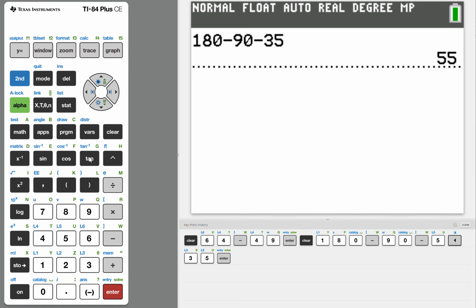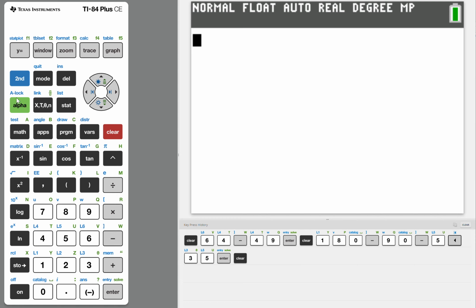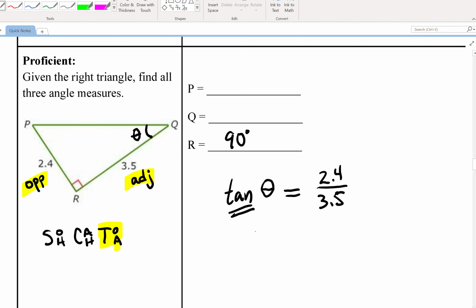If you can see where I put my cursor, right where the tangent button is, right above it in blue is the tangent with the negative 1. That's the inverse tangent. I also call it the arc tangent. And so I'm going to do second and then inverse tangent. And what do you think I'm going to do there? Well, the inverse tangent will give me the angle. So I'm going to put the inverse tangent of 2.4 over 3.5.